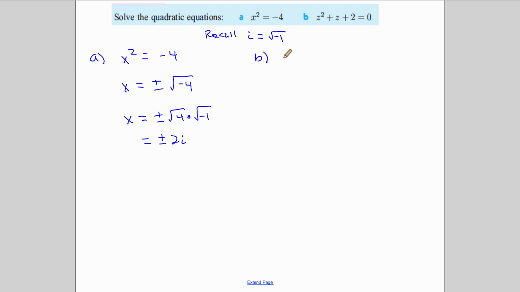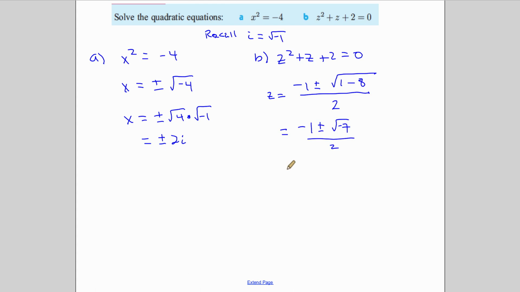So let's see what happens with b. z squared plus z plus 2 is equal to 0. And we're going to have to use the handy dandy quadratic formula because that is not factorable. So z would be equal to -1 plus or minus the square root of b squared, 1, minus 4 times a times c, which is 1 minus 8, all over 2a. A is 1, so that's going to be 2. Clean that up. We get -1 plus or minus root -7 over 2.